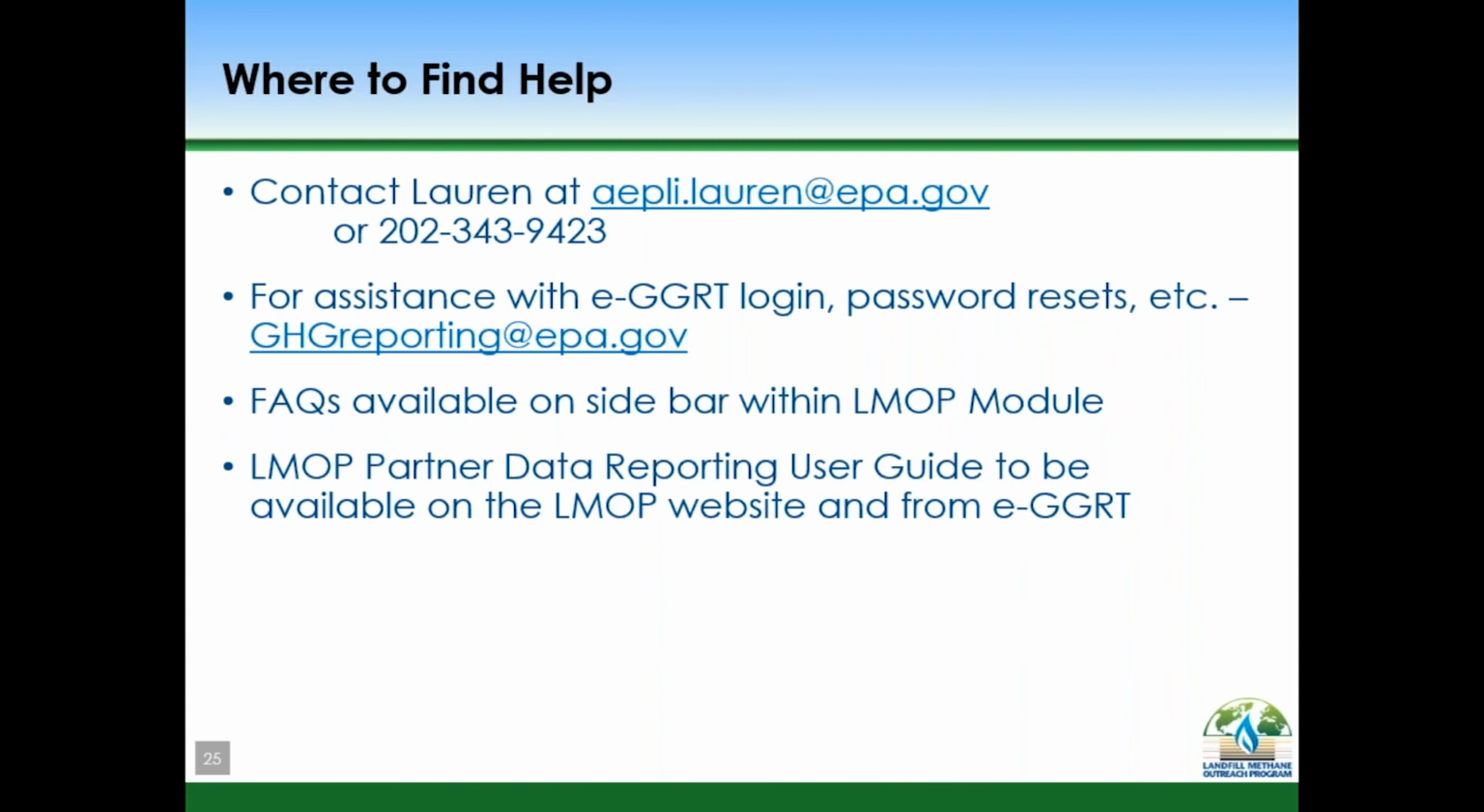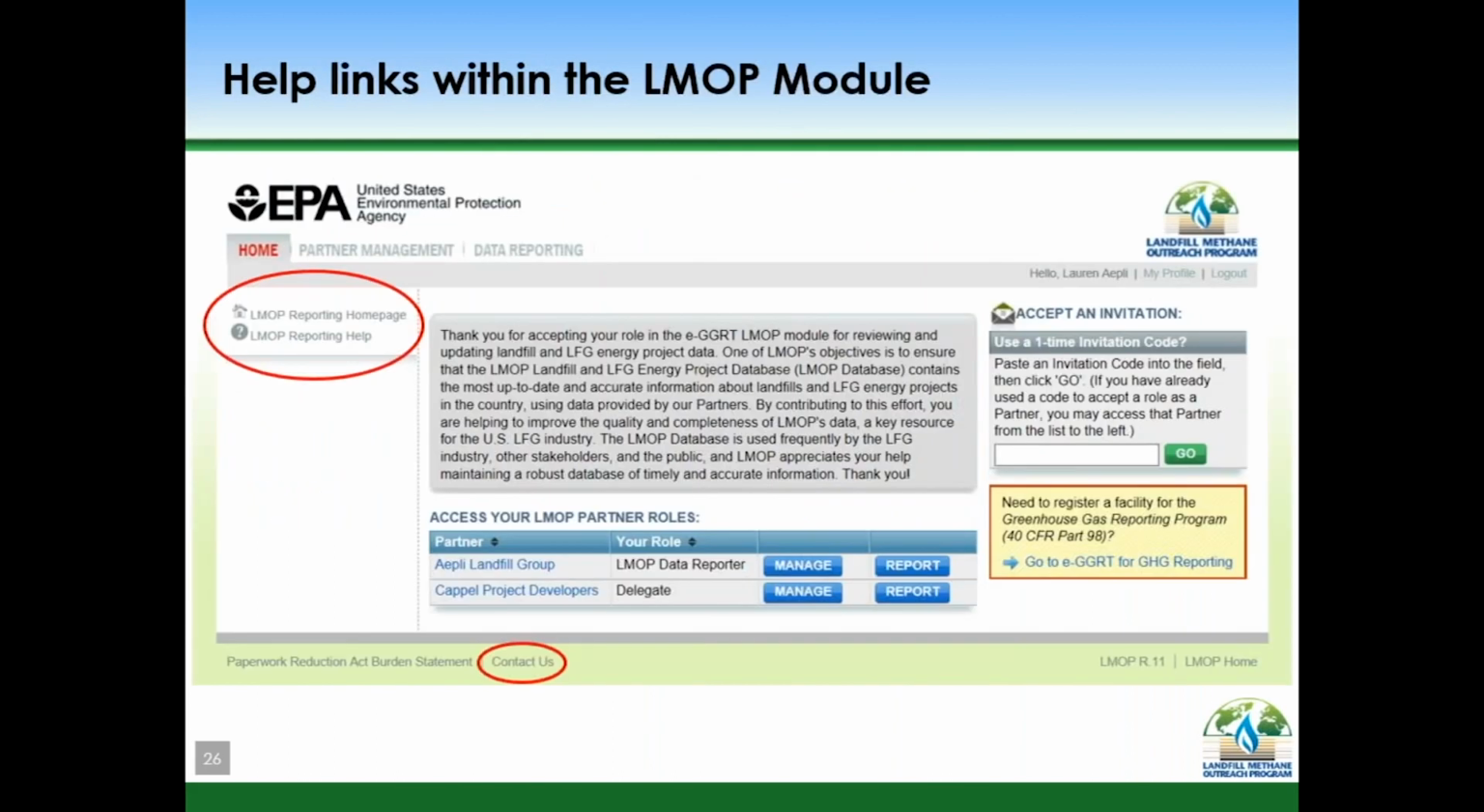So if this all seems overwhelming, please don't worry. We have plenty of resources to help guide you through and ways to reach out for help. First, you can always contact me by phone or email, which are listed on this page. And then if you find that you're having trouble with e-GGRT passwords or you need a reset or there's some login issues, you can email this ghdreporting@epa.gov. There will also be built out a frequently asked questions page within the LMOP module if you find you have a question. And then also we have an LMOP reporting user guide, which I will email to you all, and it will be available from the e-GGRT module and on the LMOP website.